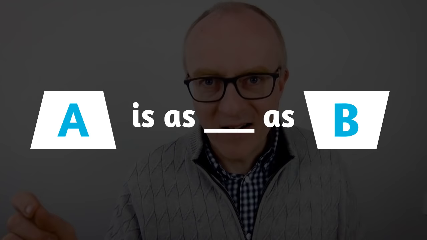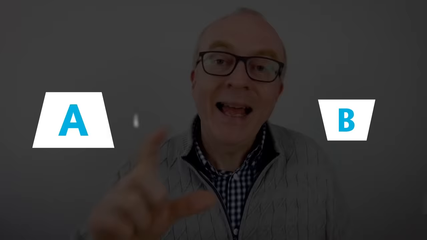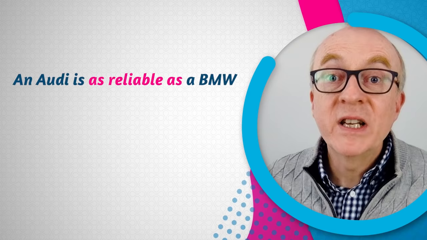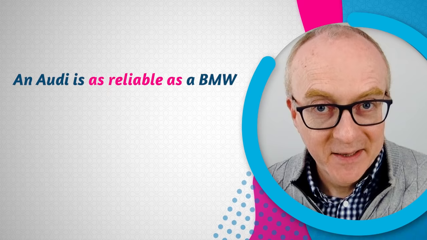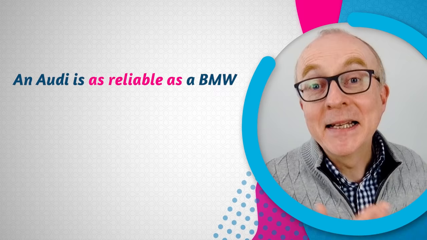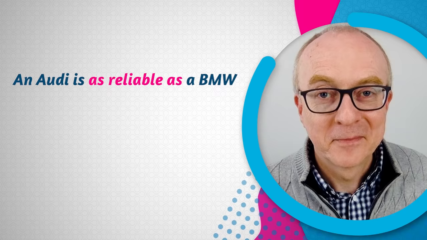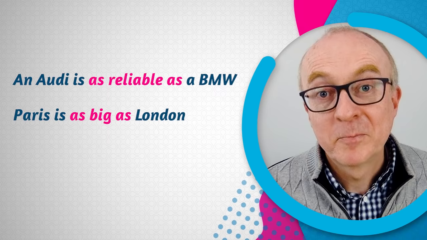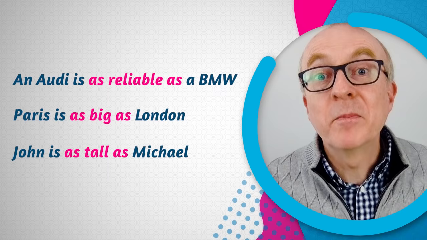In addition, we can also use this structure to show likeness. A is as... as B. For example, an Audi is as reliable as a BMW. As reliable as. Say that. As reliable as. An Audi is as reliable as a BMW. Nice. Paris is as big as London. John is as tall as Michael.